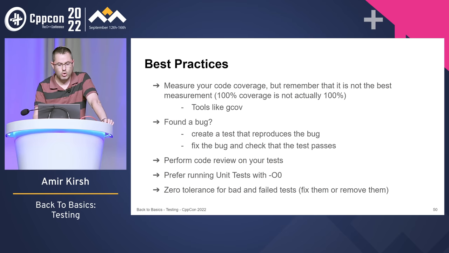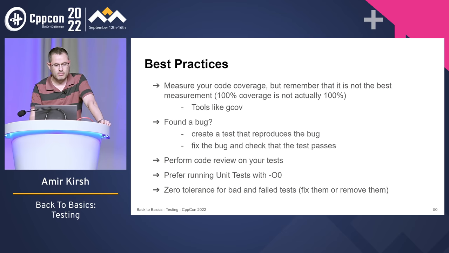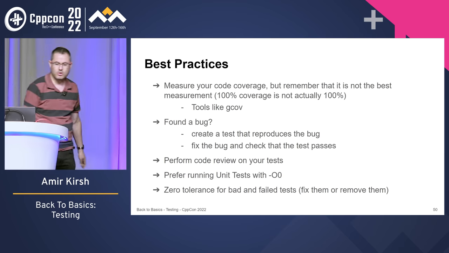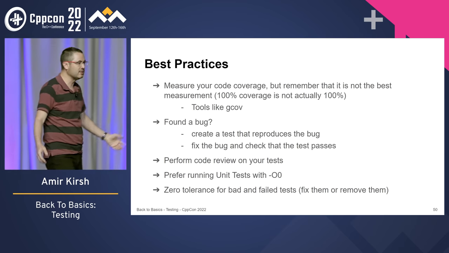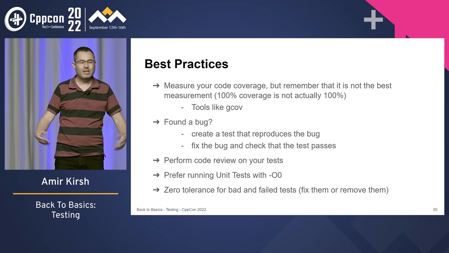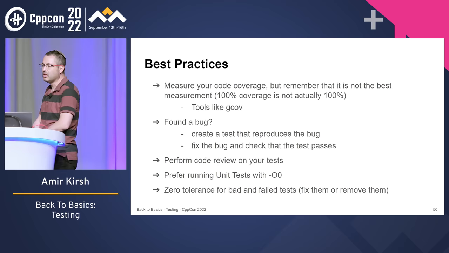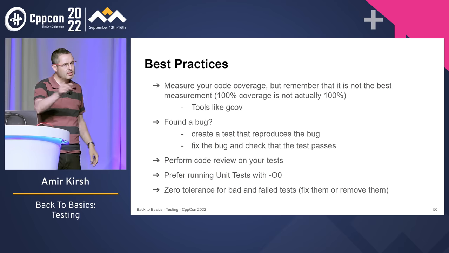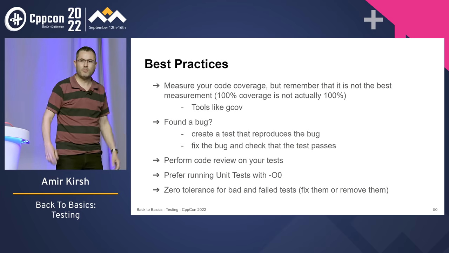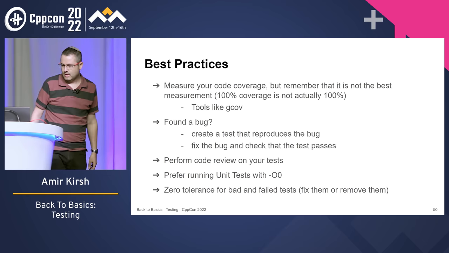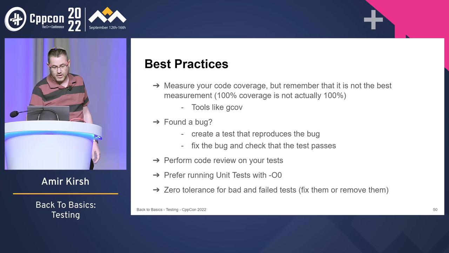Toward summarizing. Best practices: measure your code coverage, but remember that it is not the best measurement. 100% coverage is not actually 100% because you have branches, you have loops. You got into the loop, but you didn't check the loop for zero times, you didn't check the loop for, maybe for zero it is in coverage, but you measured for three, not for four, et cetera. Tools like GCov.